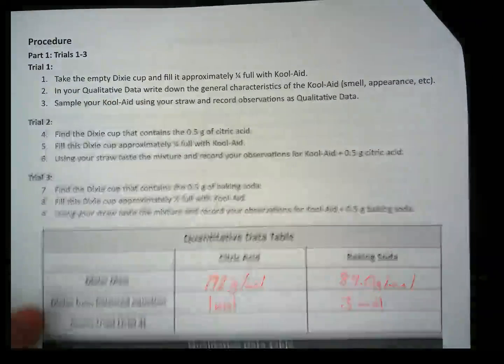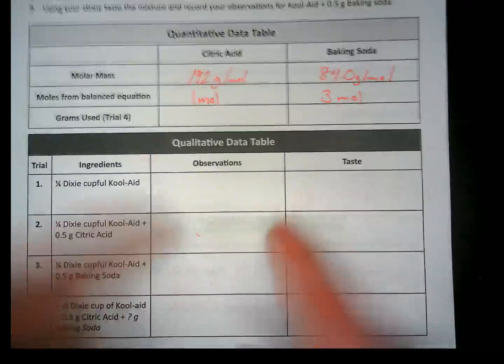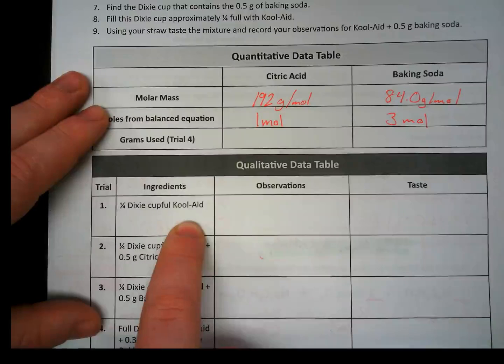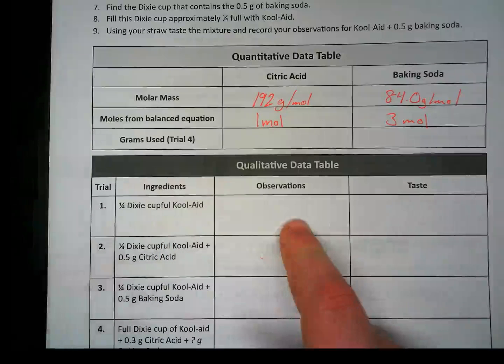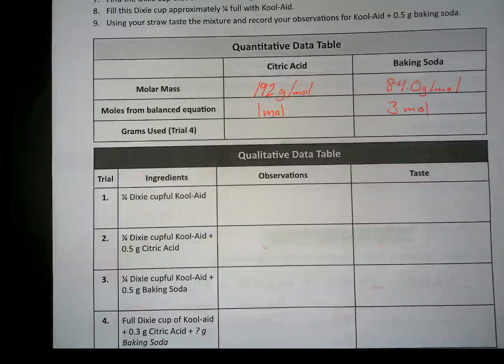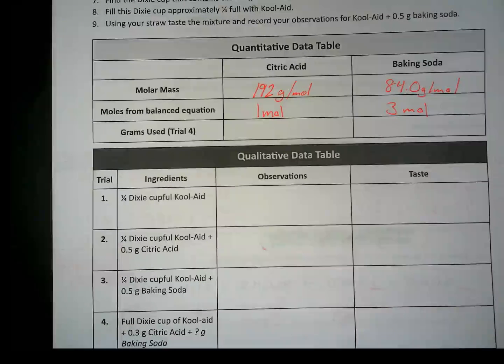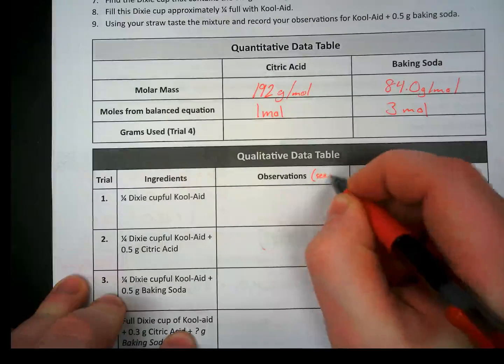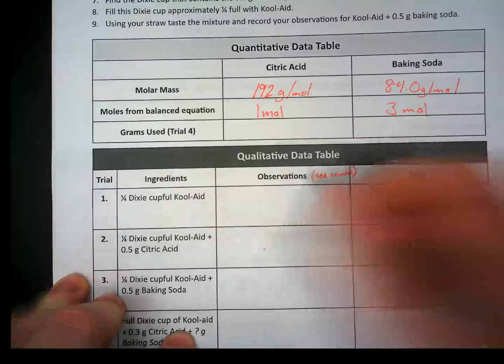In each trial, you're making your observations down here. So notice, here's trial 1, here's what's inside trial 1, and you're going to give me your observations. What does it look like? What does it smell like? What's its consistency? Does it have a different sheen? Is it cloudy? Is it clear? You're telling me what it is that you see. So basically, what do you see and smell, and just observe.